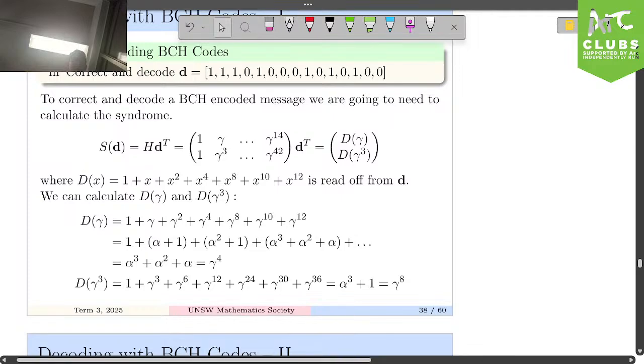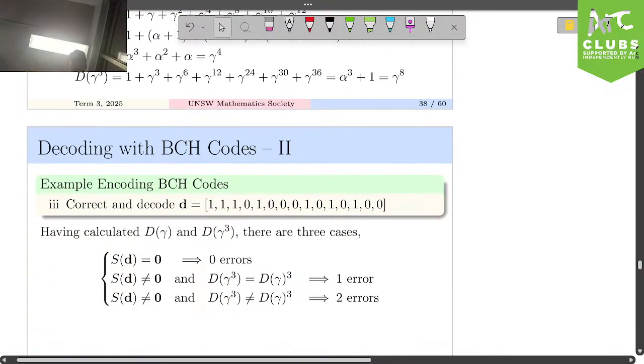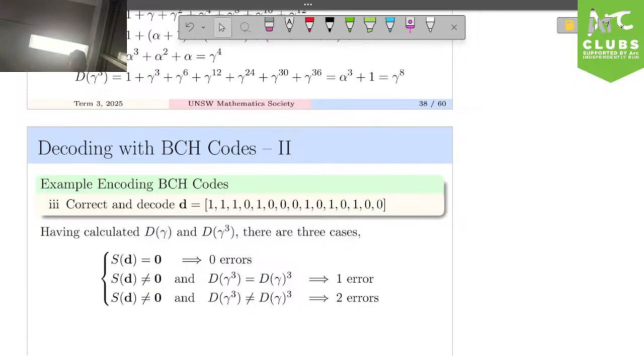What do we do next? How do we figure out where the errors are? And this is how we do it. We look at the syndrome, and we classify it into 3 categories. If the syndrome is equal to 0, well, it was a valid code word the whole time. If it's not equal to 0, then there are 2 cases. Is d of gamma cubed equal to d of gamma all cubed, or is d of gamma cubed not equal to d of gamma all cubed? If it is equal to d of gamma all cubed, then it's 1 error. If it's not equal, it's 2 errors.